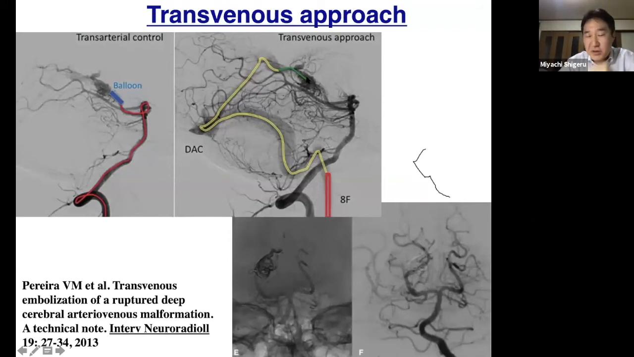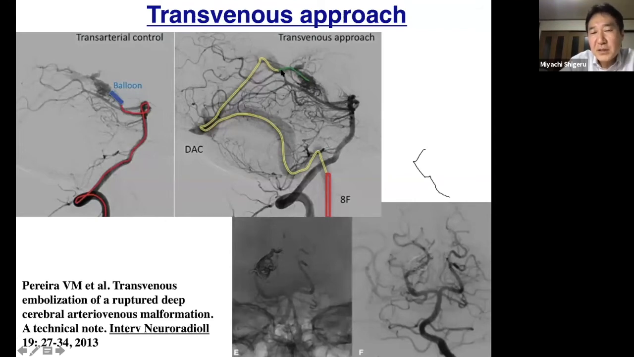It looks very dangerous, and also this Onyx flows out to the drainage side. So this microcatheter is trapped by Onyx, but it is good because there are many feeders, and also this is the very functional perforators in this case.